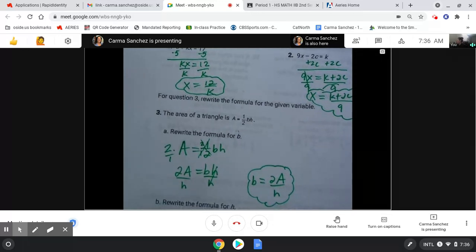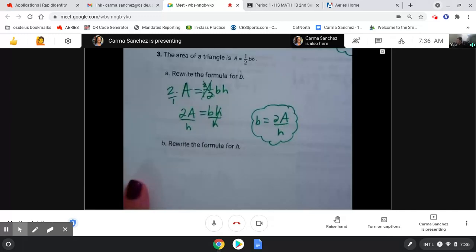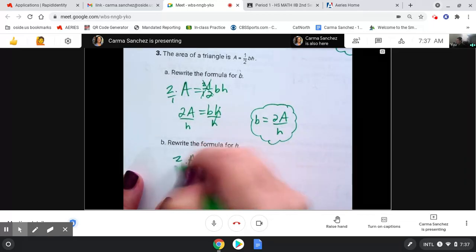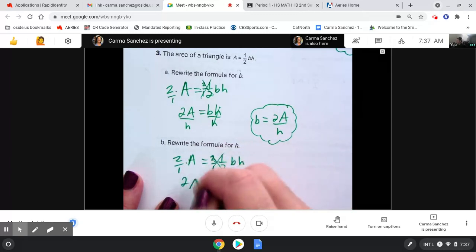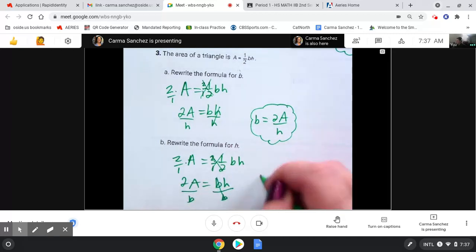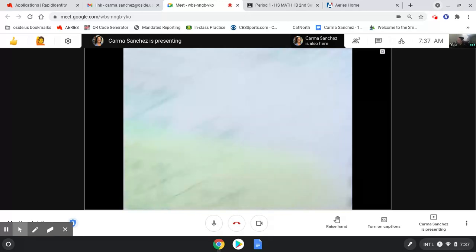Now it's asking us to do the same thing, rewriting this formula, but this time they want it in terms of the h. So here I go again. This time I'm going to multiply by 2, just like I did on the last step. But since I'm going for the h this time, I'm going to divide by the b instead. And we get h is equal to 2a over b. So look at the similarity between these two because we were going for a different variable. All right, let's try this next page.